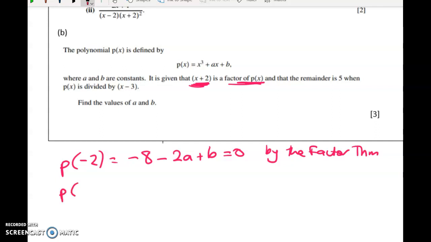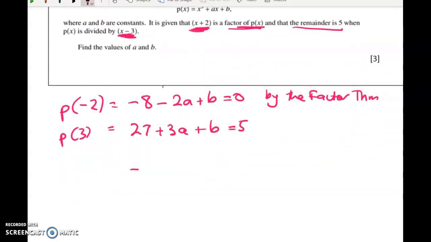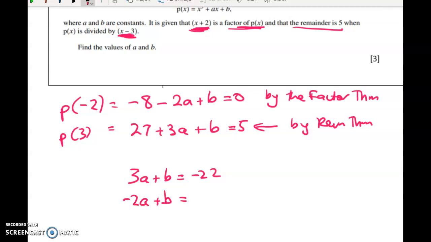And then by the remainder theorem, we're told that if we divide the polynomial by x minus 3, we get a remainder of 5. So substituting in 3 gives me 27 plus 3a plus b equals 5. So cleaning those two up gives me what? 3a plus b is equal to negative 22. That's from that one there. We should just put in that that's by the remainder theorem. And the first one, I get, what have I got there? Negative 2a plus b is equal to positive 8.